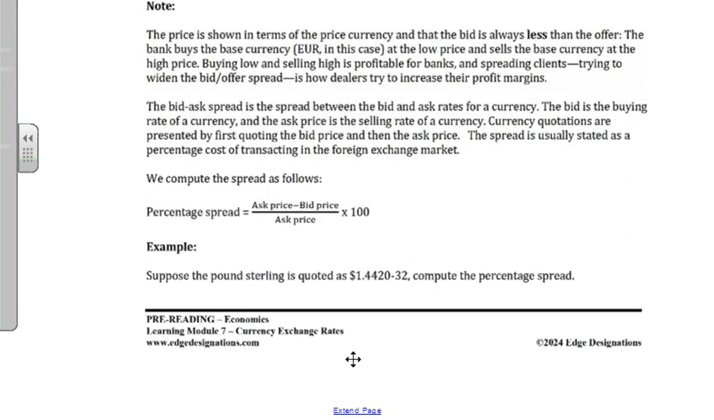And there's always a bit of a difference between the ask and the bid, the buying price and the offer price. Okay, and that's just called your percentage spread.